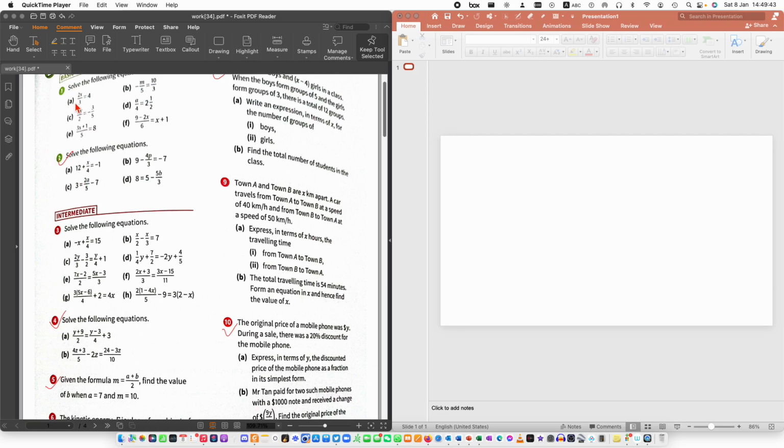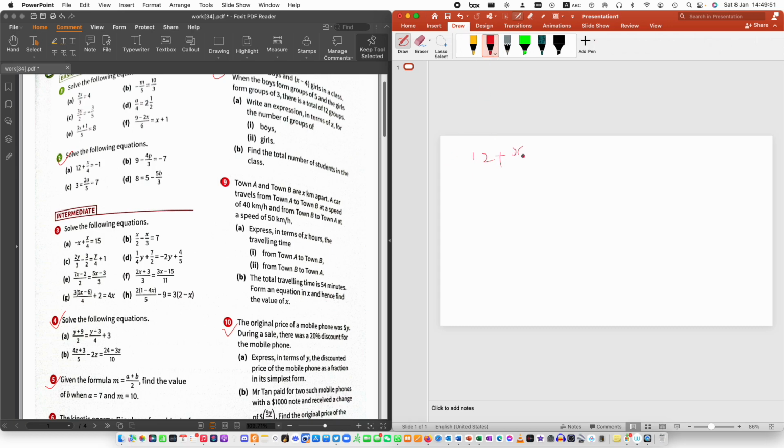Okay, so if you look at question 2 here, you have 12 plus x over 4 equals -1. What is your objective for this question? Do you know the objective? Find x. Very good. The objective for this question is you are asked to find x, which is this term. What do you think is the first step? You can look at your work.